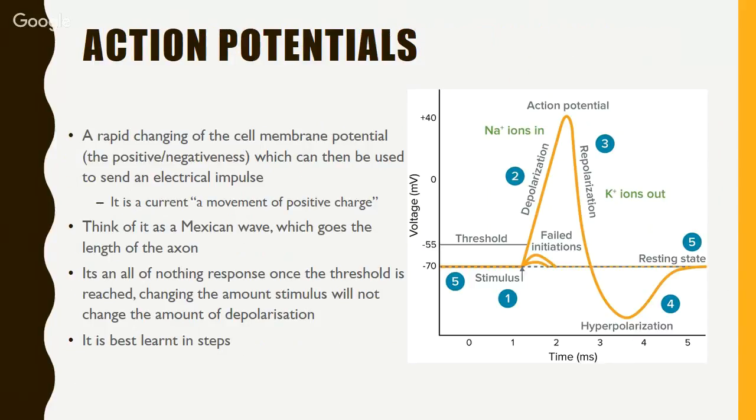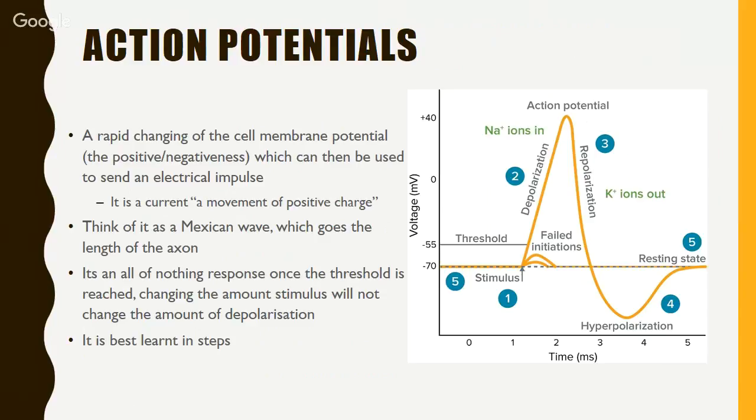Great. So action potential. This is the real meat of the stuff, and if you understand this, you should be fine. An action potential is a rapid changing of the cell membrane potential, and this can be used to send an electrical impulse. So obviously, this is where it is, and then after the action potential, it's very positive. Yeah, so an action potential changes the negative/positiveness of the cell at that point in time.